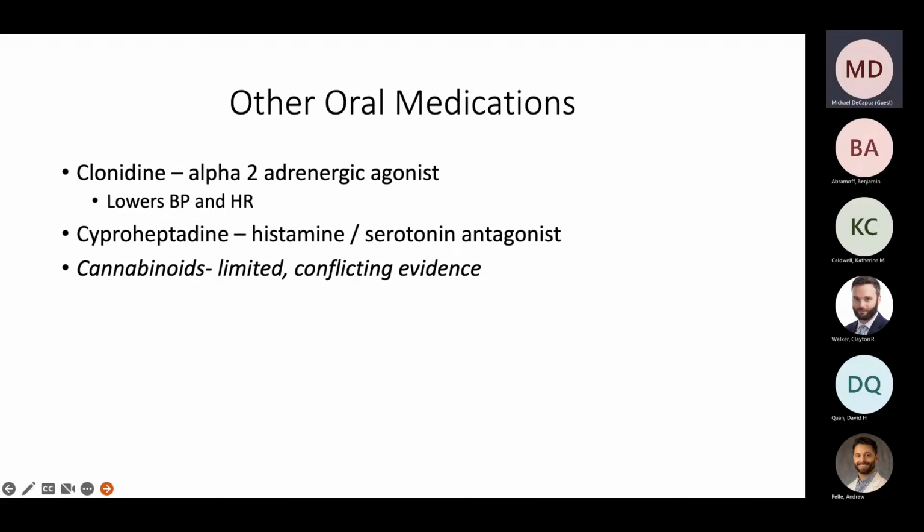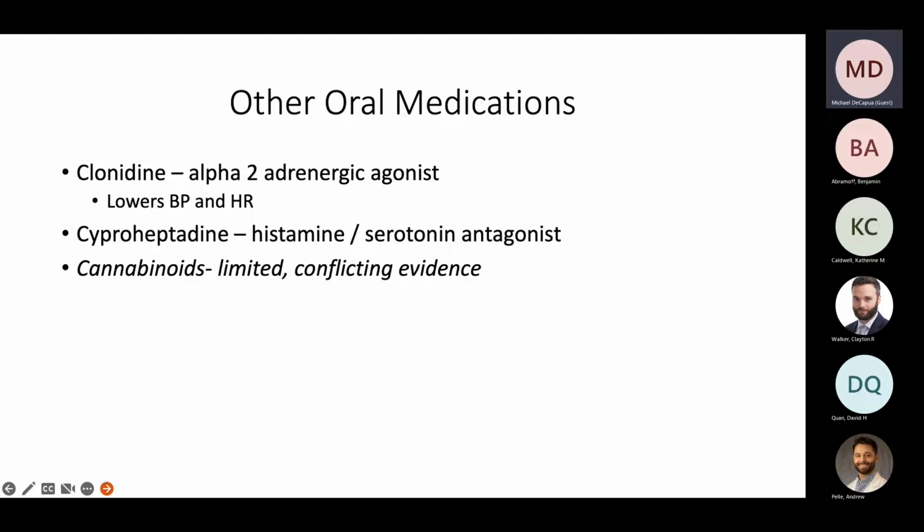A couple other medicines we won't go into as much detail with. Clonidine is an alpha-2 adrenergic agonist. We use it a lot for agitation or blood pressure control, but it also has some effects similar to tizanidine in improving spasticity. Cyproheptadine is a histamine and serotonergic antagonist, which will occasionally be used for spasticity management.